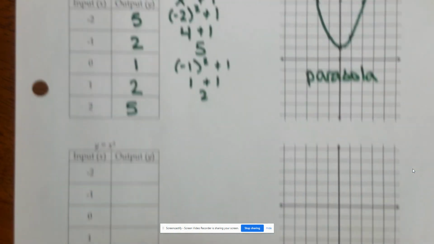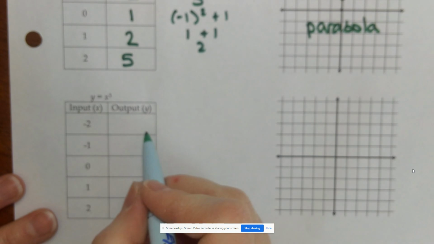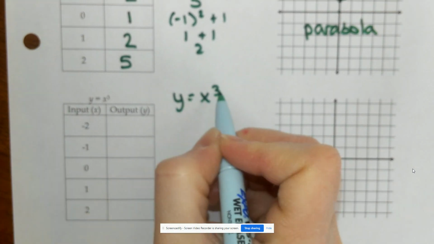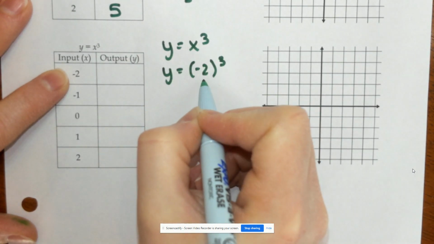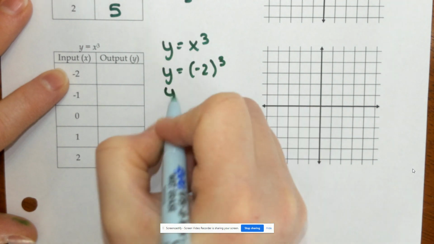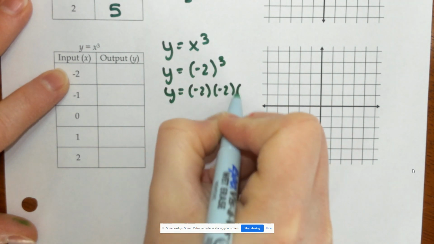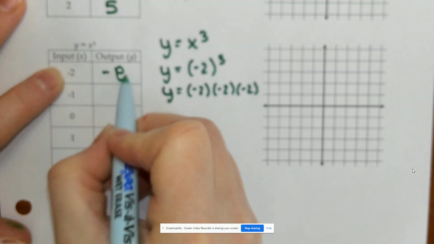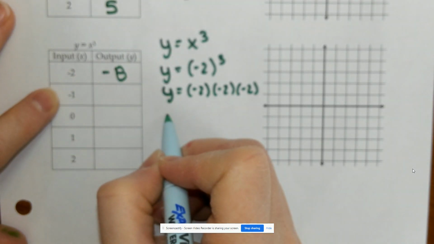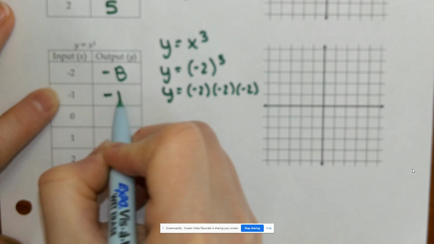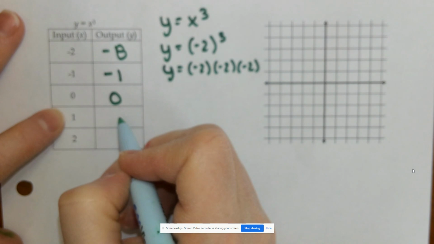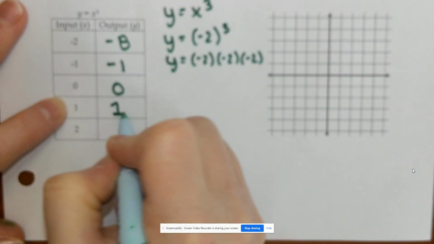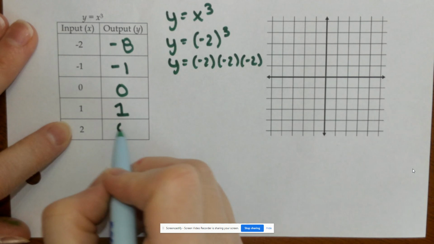All right, and then we also have x cubed. And on this one, we're going to cube the number in the input. So for the first one, negative 2 cubed. Now remember that means negative 2 times negative 2 times negative 2. It's an odd amount of negatives. So I'm going to get a negative answer, in this case, negative 8. The second one, negative 1 cubed. 1 times 1 times 1 is 1, but it's an odd amount of negatives, so it is negative 1. 0 cubed is 0. 1 cubed, or 1 times 1 times 1, is 1. And then 2 cubed, 2 times 2 times 2 is 8.